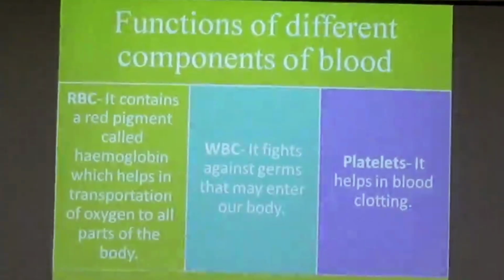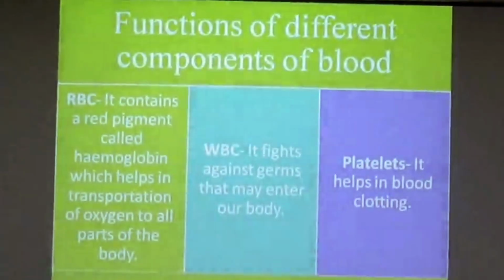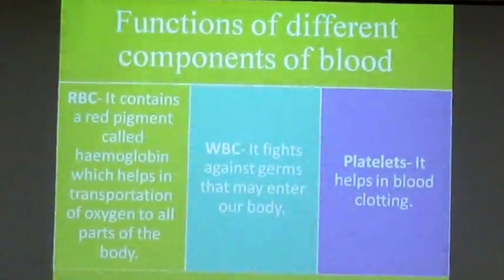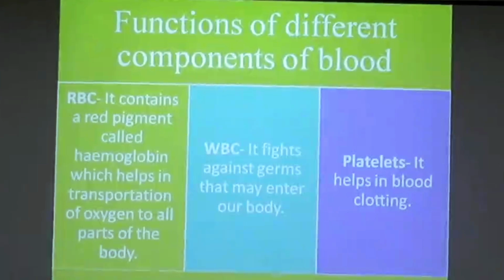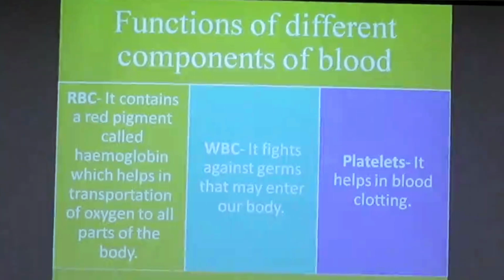Now coming to the components of blood, we will be seeing the functions of different components of blood. So the first one is RBC, that is red blood cells. Red blood cells contain a red pigment called hemoglobin, which helps in transportation of oxygen to all parts of the body. So basically hemoglobin is a pigment which binds oxygen and carries it to different cells of our body. Now WBC, that is the white blood cells, it fights against germs that may enter our body. Platelets help in blood clotting whenever we have a wound.